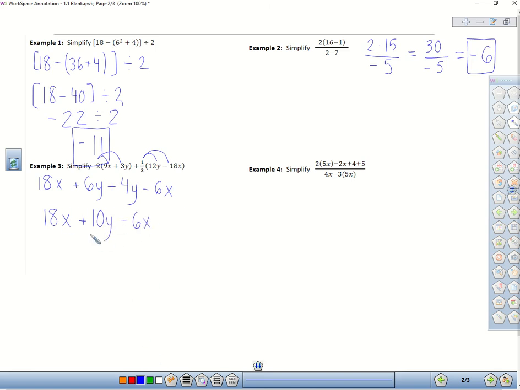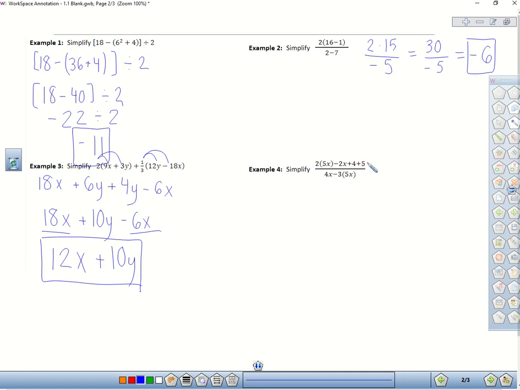Now once again, I can't combine these, so I'm going to move on. I can't combine these either, so I'm going to combine these two because they're all of equal operation. So that's going to give me 12x plus 10y. And this would be our expression simplified as much as we possibly can simplify it.